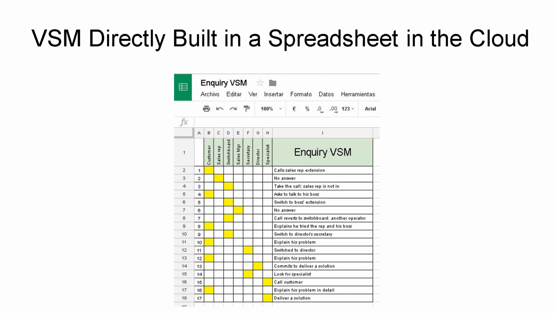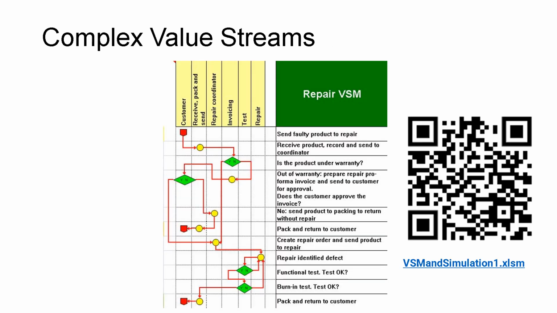I find it very useful to indicate who does what in the VSM instead of making another separate document. In order to do this, we include participant swim lanes on the top headers, which are easily filled while building the VSM. In the example above, you can notice that the switchboard participates in the process on several occasions. More complex VSMs with feedback loops can be done with Excel, such as this one.